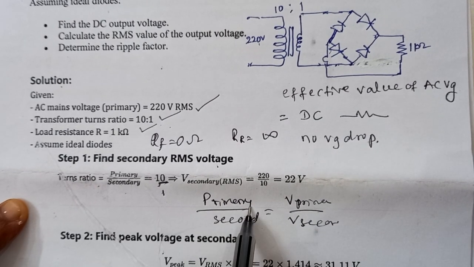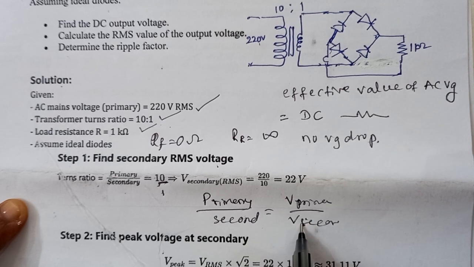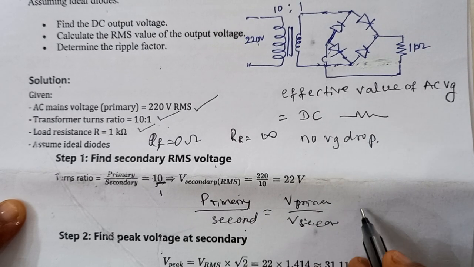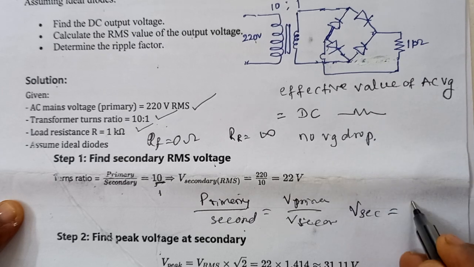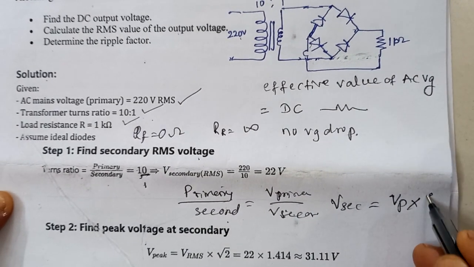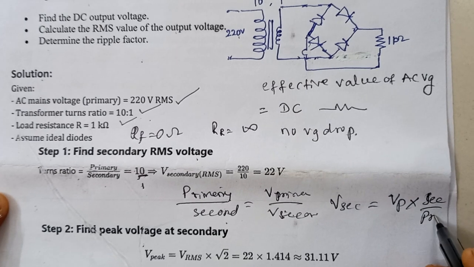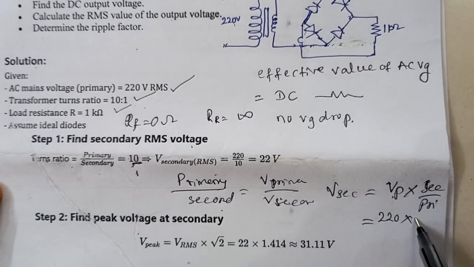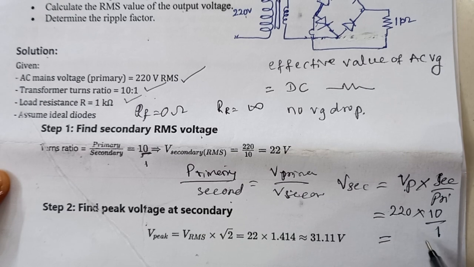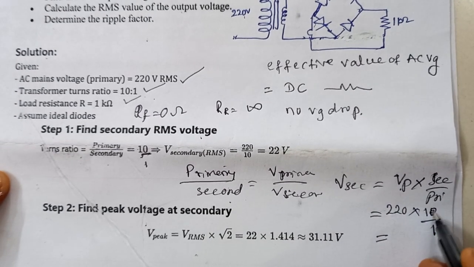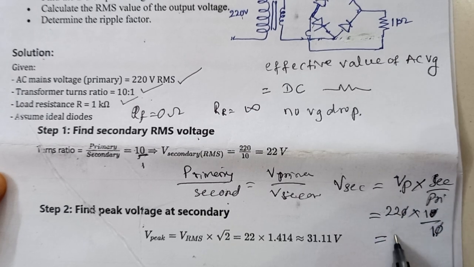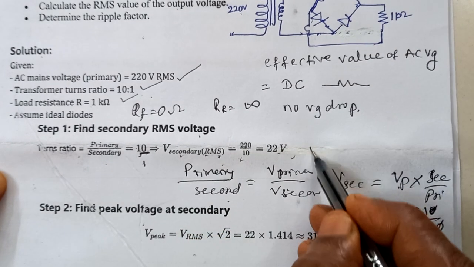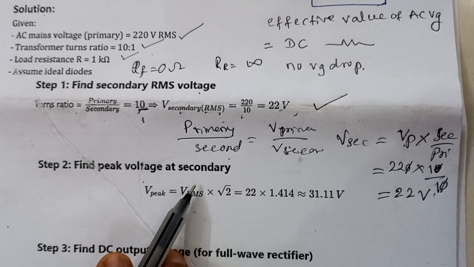So V secondary RMS is equal to V primary into secondary turns by primary turns. V primary is 220 volts, secondary turns is 1, primary turns is 10. The zeros cancel, and the answer is 22 volts. So V secondary RMS is 220 by 10, which is 22 volts. This is the answer.